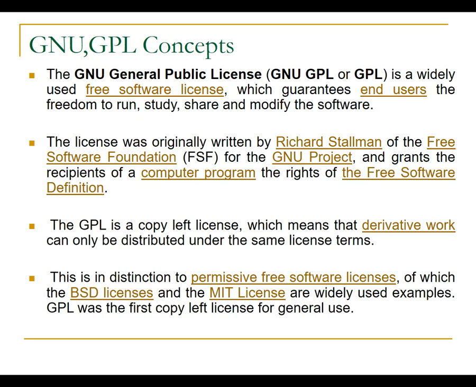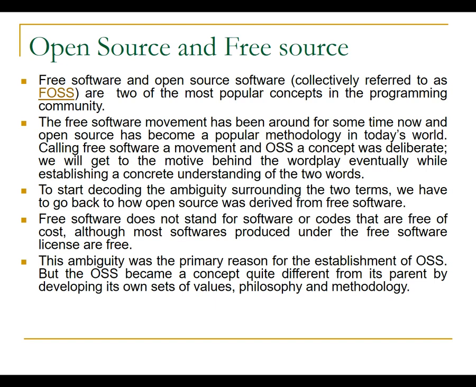GPL is a copyleft license, which means that derivative work can only be distributed under the same license terms. This is a distinction to permissive free software licenses, of which BSD and MIT licenses are widely used for general distribution of the operating system, and mainly all these licenses are used in Linux. So one more bifurcation is there. GNU is used for Linux and GPL is used for Unix-like operating systems.